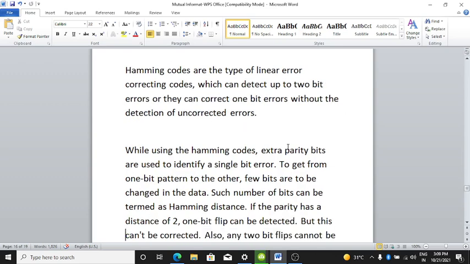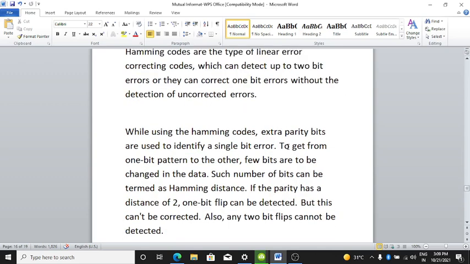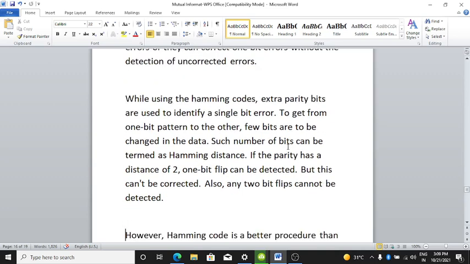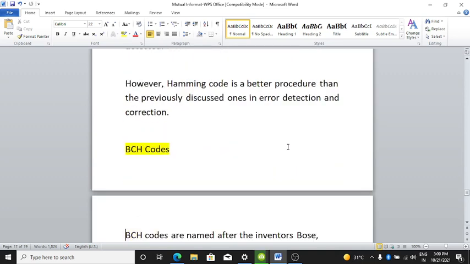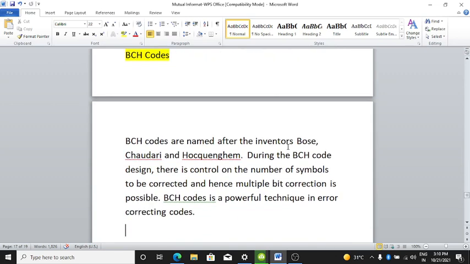If the parity has a distance of 2, one bit flip can be detected, but this can't be corrected. Also, any 2 bit flips cannot be detected. However, Hamming code is a better procedure than the previously discussed ones in error detection and correction. Okay, BCH codes. BCH codes are named after the inventors Bose, Chaudhuri and Hocquenghem.